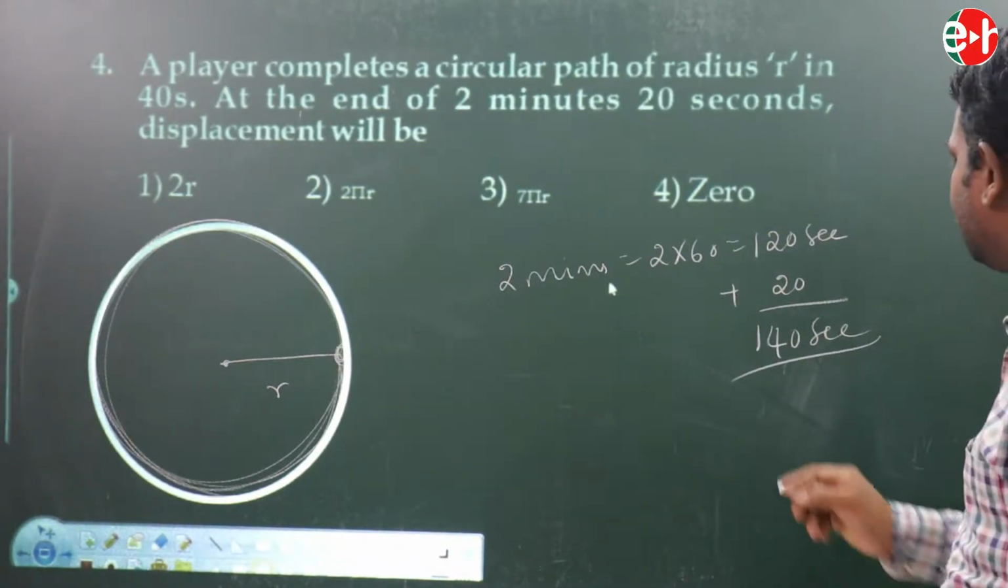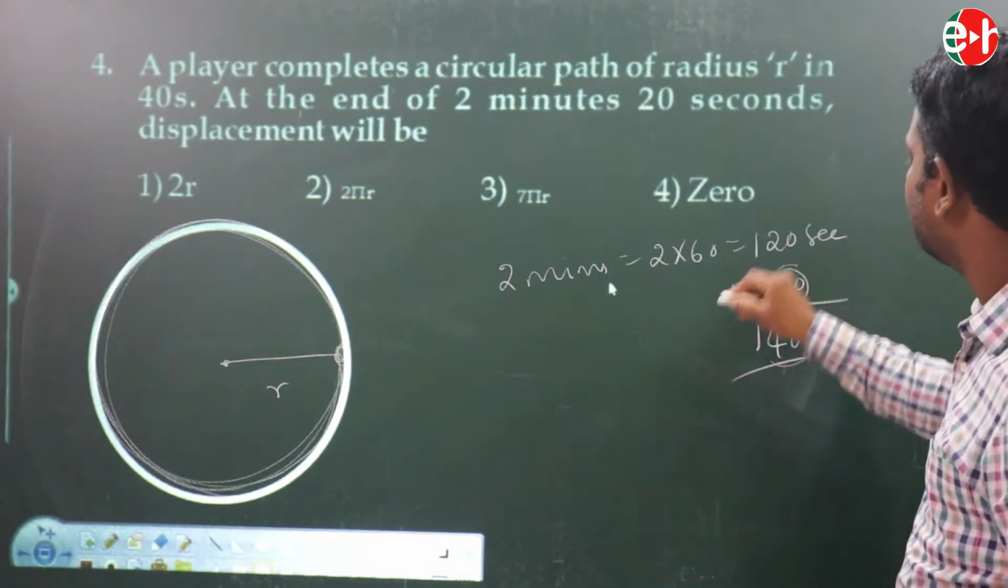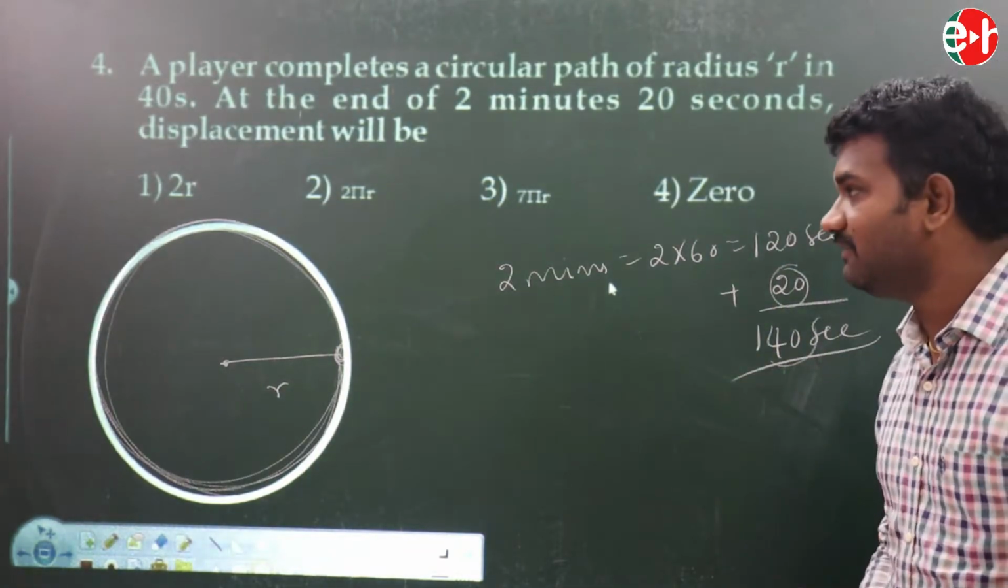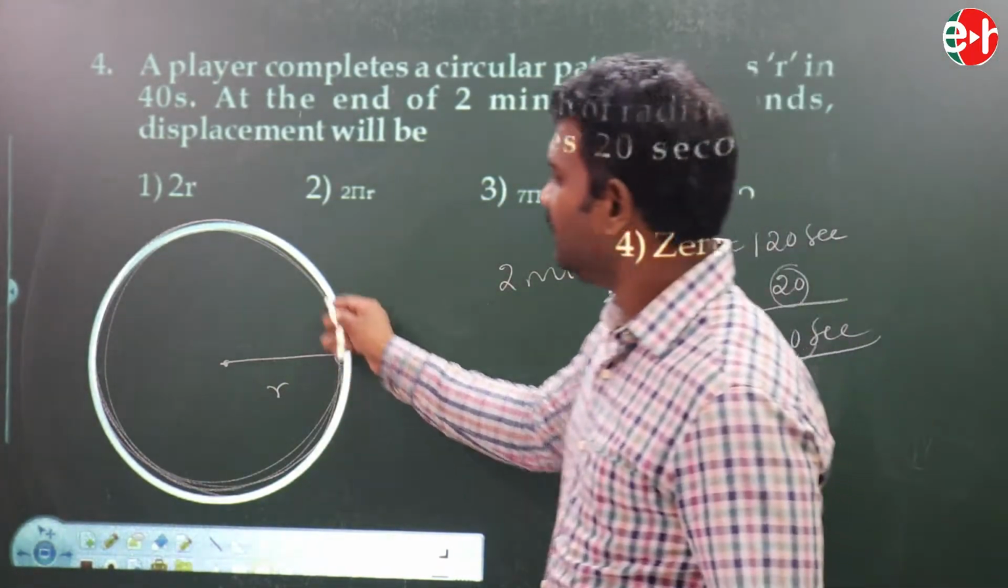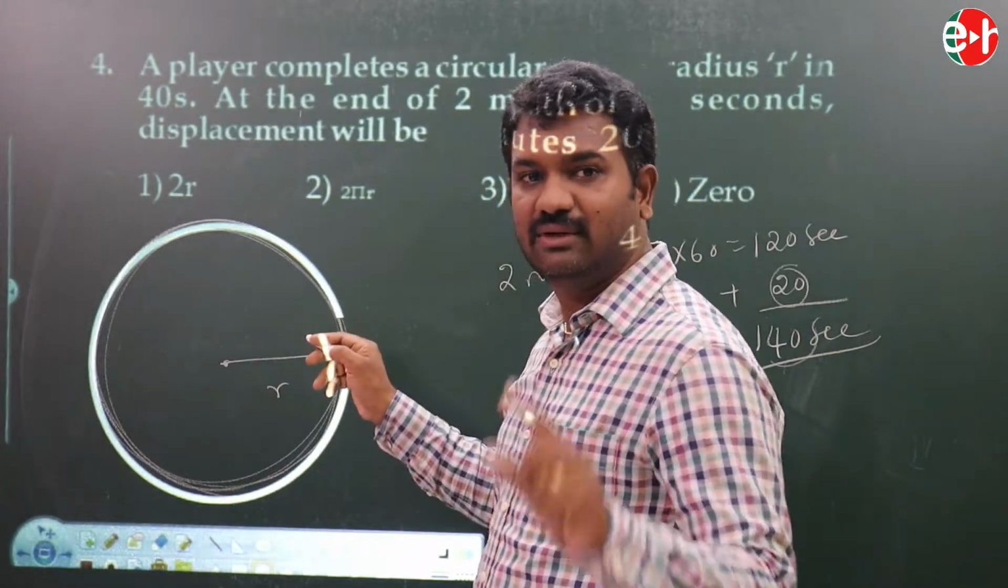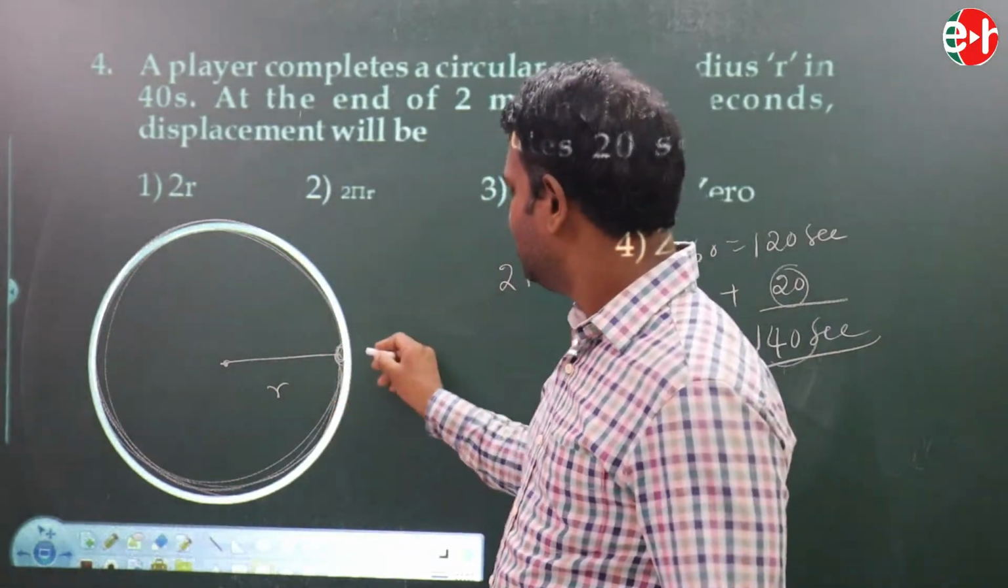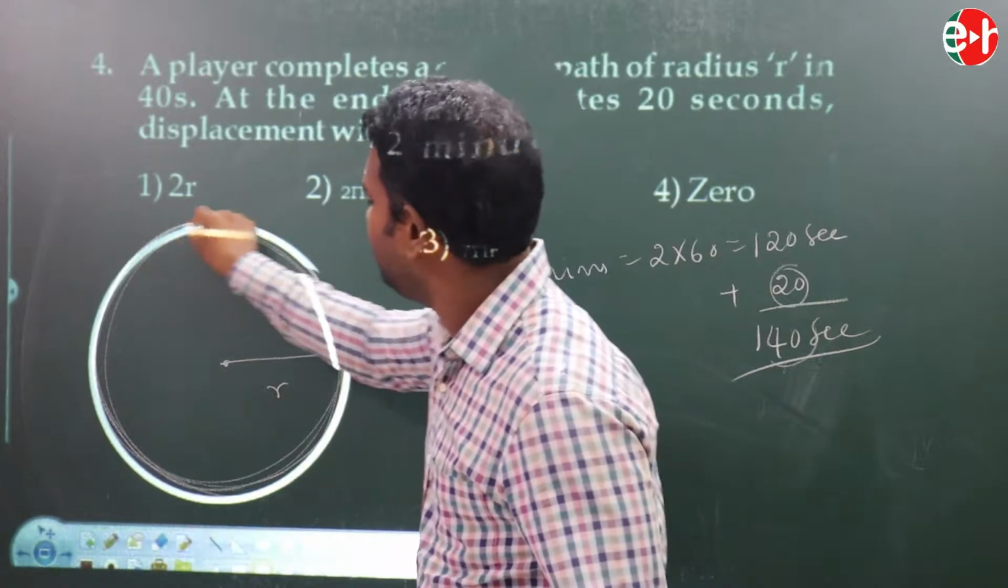Next, how much is left? 20 seconds more are left. So, where will he be after 20 seconds? To complete one turn, it takes 40 seconds. In 20 seconds, he can complete half of the circle. So, he will be here.